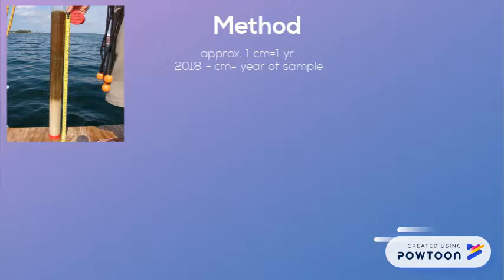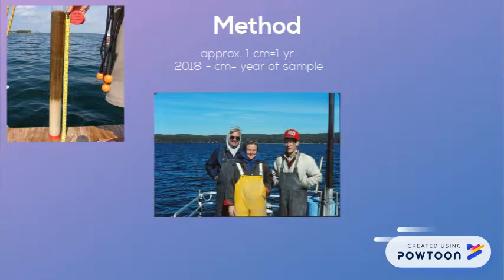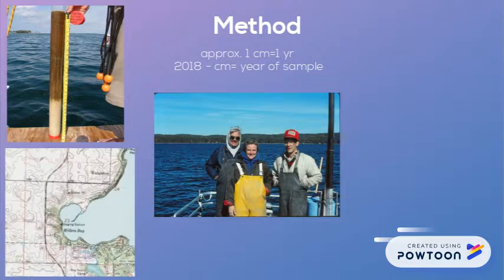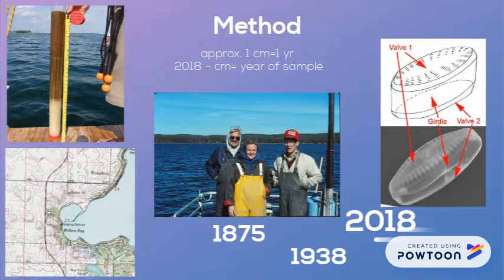By looking through Miller's Bay sediment layers. Our samples were collected through a piston core. In this technique, the core drops to the bottom of the lake and the piston extracts several feet of sediment. This allows us to analyze the change in the lake over time. Using this dating method, we approximated the years of the layers to be 1875, 1938, and 2018.